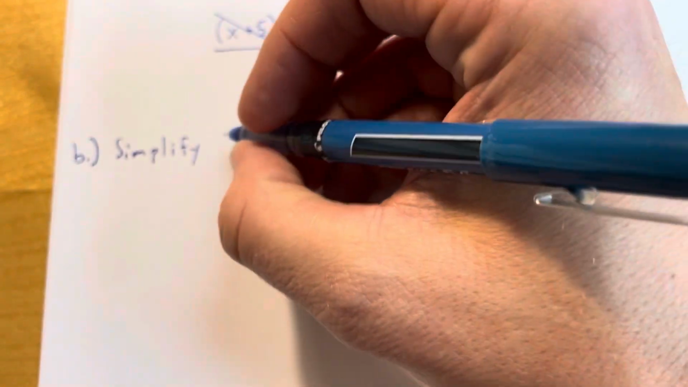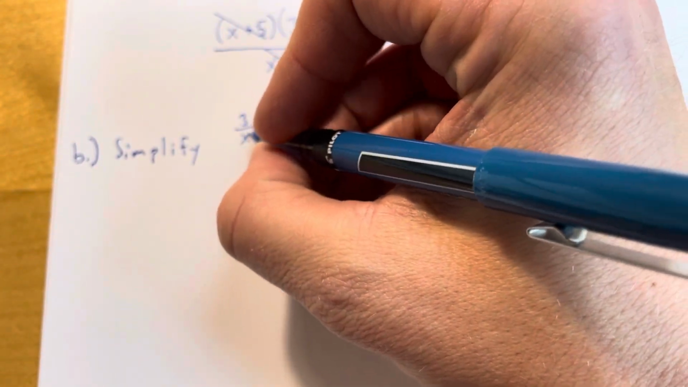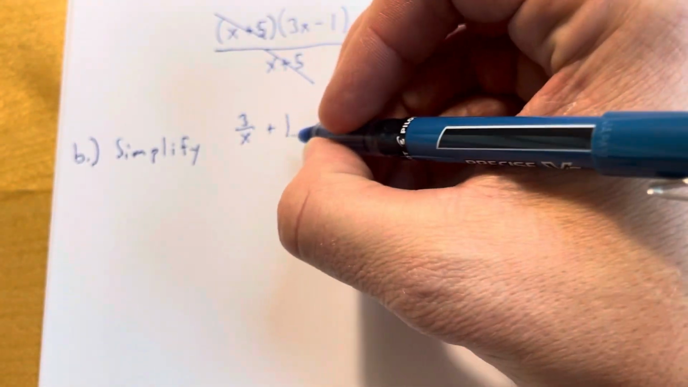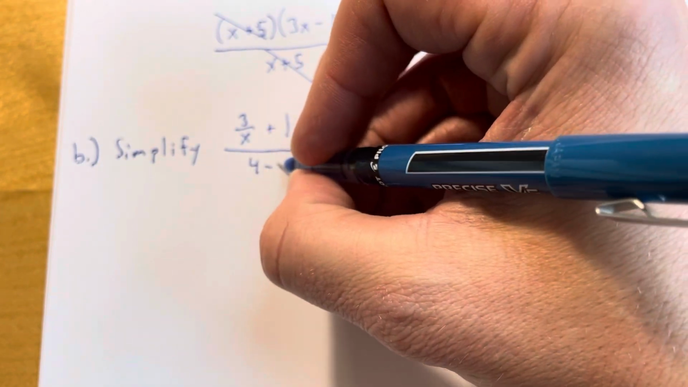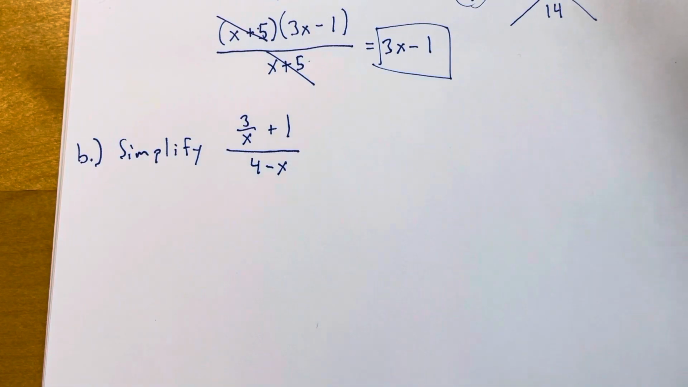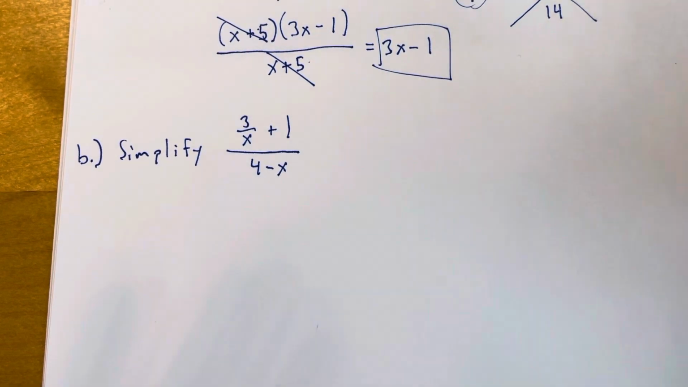Let's simplify this expression, 3 over x plus 1, and that all goes over 4 minus x. What does it mean to simplify an expression like this? Well, what we have here is something that we sometimes call a complex rational expression, which is not the same thing as the term complex number, which is like imaginary numbers. That's something you learn about in intermediate algebra. It's a different use of that word.